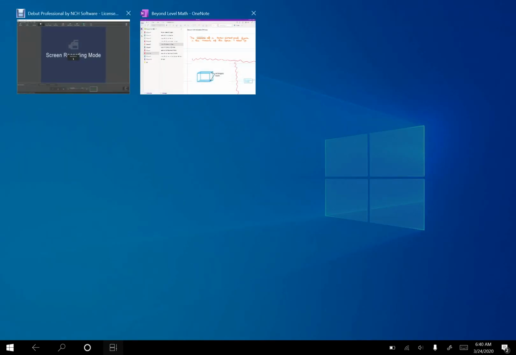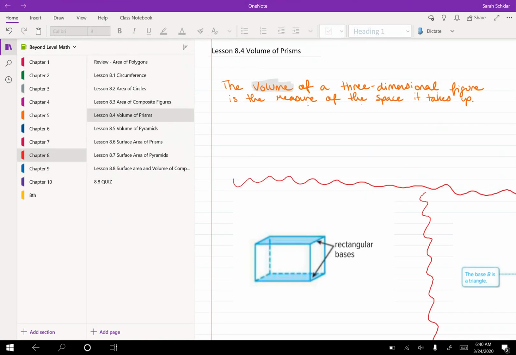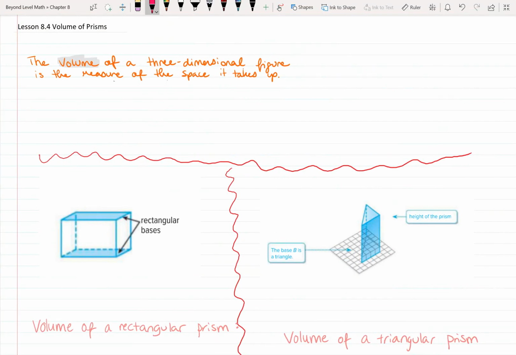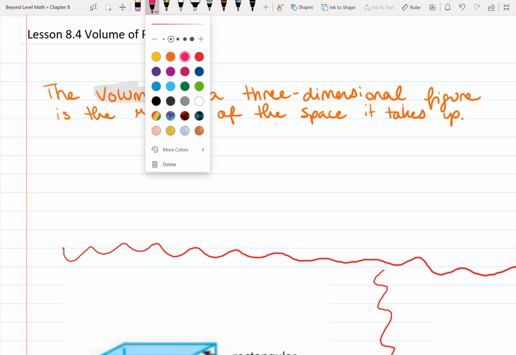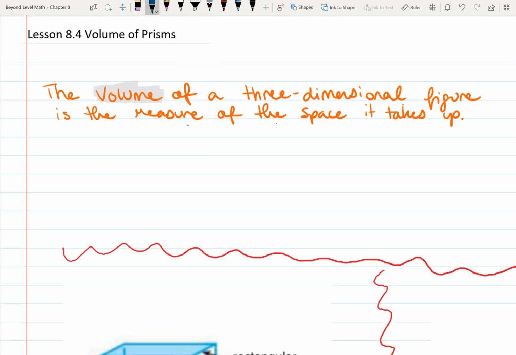Good morning. We are moving on from area of composite figures to volume of prisms. So let's talk a little bit about the difference between area and volume. Area is the space that a two-dimensional figure takes up. Volume, and we've talked about volume in science as well, is talking about a three-dimensional figure. And again, it's talking about the space that it takes up, but it's not flat. It's not a 2D figure, it's a 3D figure.